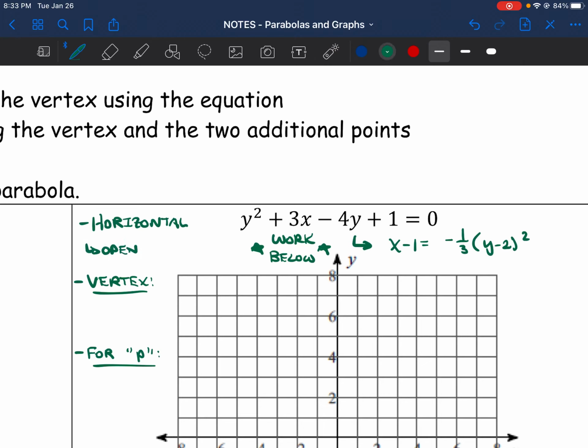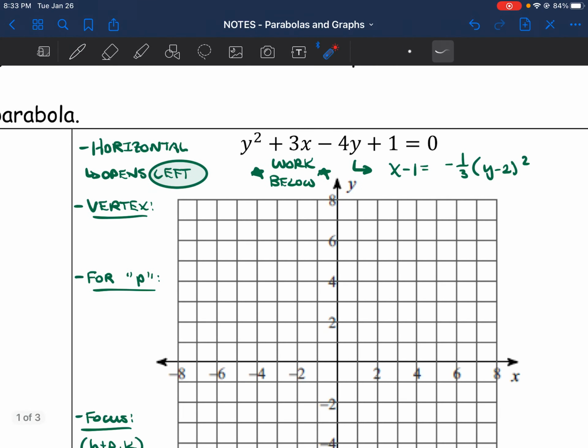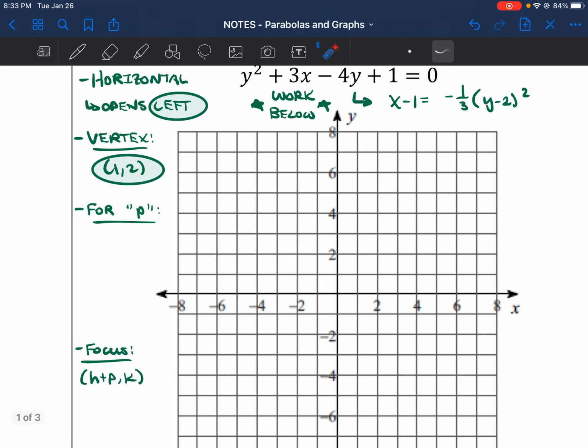So let's go ahead and take note of that. Opens left. Okay. The vertex we can see pretty clearly, positive 1, positive 2. And let's go about finding the p term. So once again, we take this number on the outside of the parentheses, negative 1/3. Let's set it equal to 1/4p from the equation.